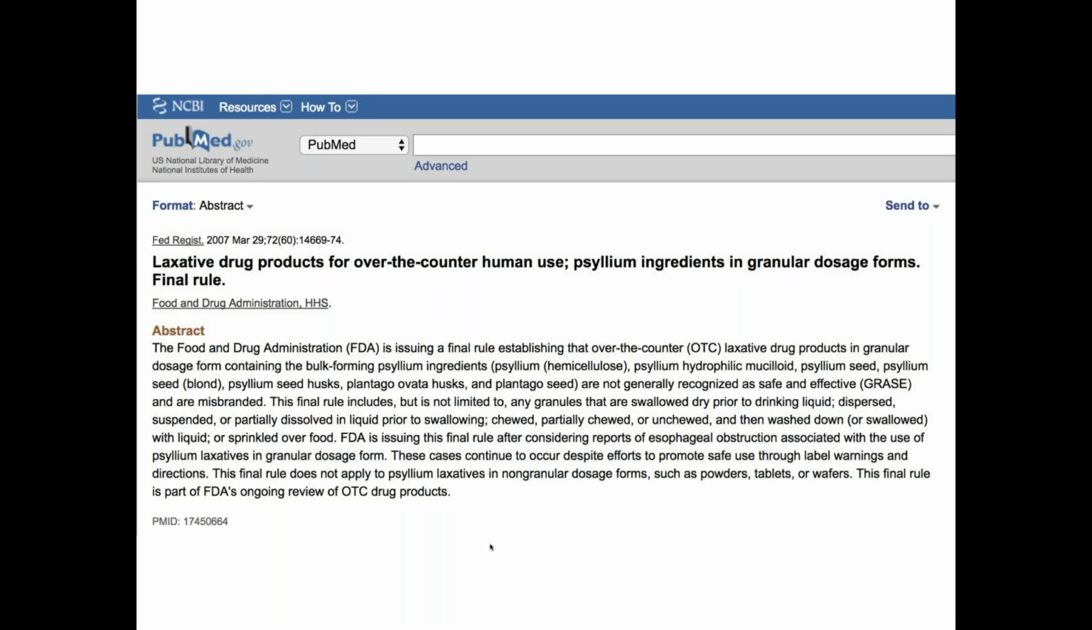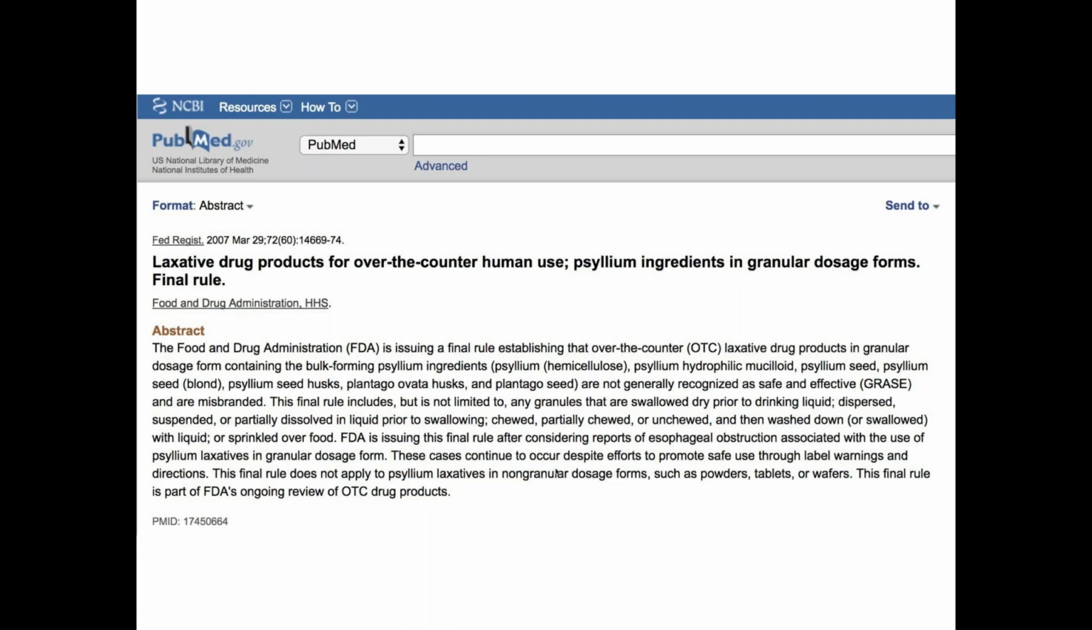What does this say? Oh, so the FDA says the final rule establishing that over-the-counter laxative products in granular dose form containing bulk-forming psyllium ingredients are not generally recognized as safe and effective and are misbranded. The final rule applies to, but is not limited to, any granules that are swallowed dry prior to drinking liquid to disperse them.